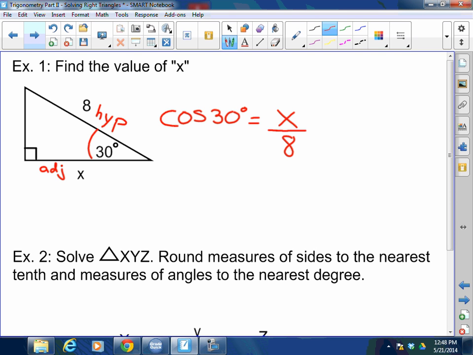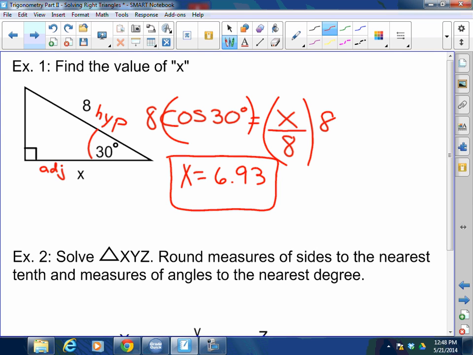Now, how do I solve for x, guys? Multiply by 8. So you go 8 times, literally, cosine of 30, and your answer, it's not 4, should be 6.928. X equals 6.93. Let's round to the nearest hundredths. You got 4 if you use sine. Yep. Because the sine of 30 is 1/2, but the cosine of 30 is square root of 3 over 2. Yes. What other way?